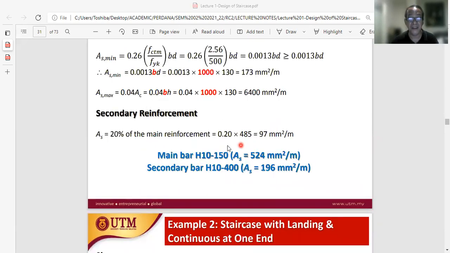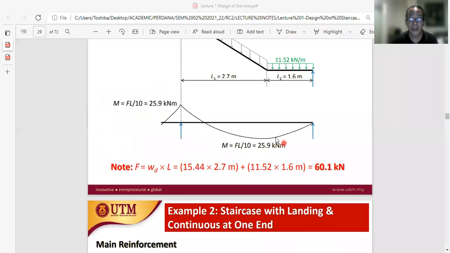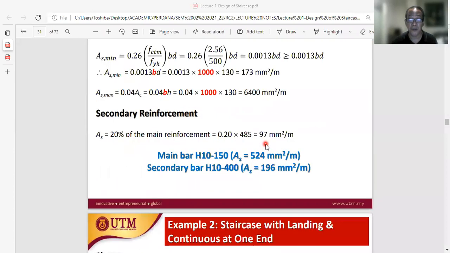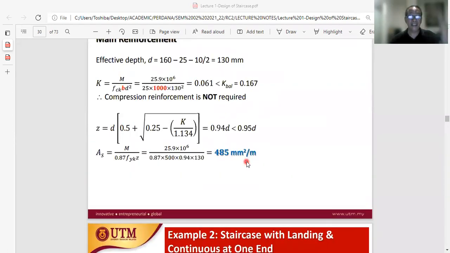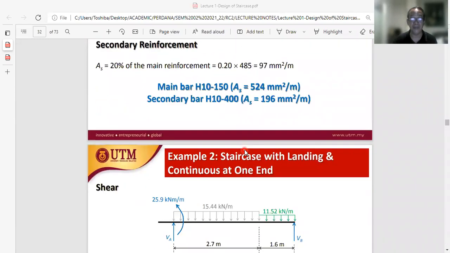So what we have here is the main bar H10 at 150 to resist the bending moment of around 26 kN/meter per meter width of the staircase, about around 26. We need this reinforcement H10 over 150 pada penyokong dan juga pada tengah rentang. And the secondary bar is H10 at 400. Right? So this is the solution untuk the staircase example number 2.